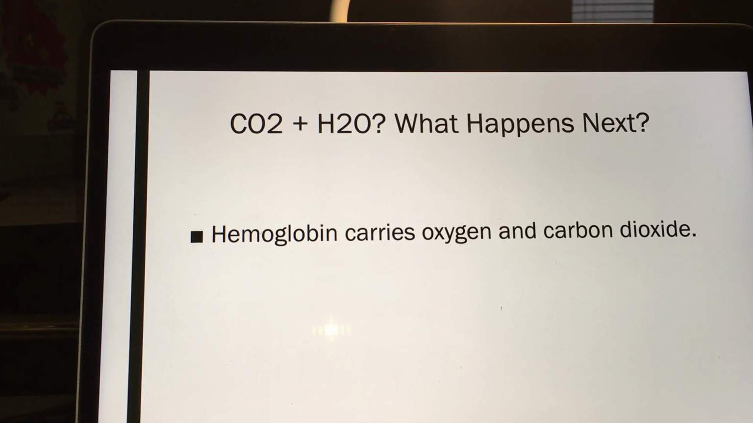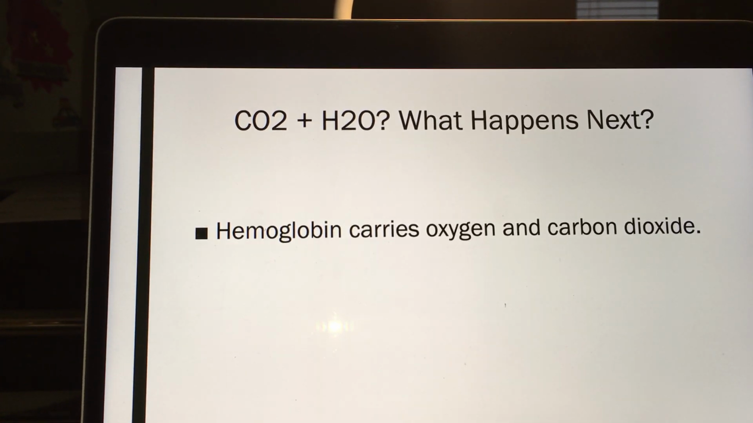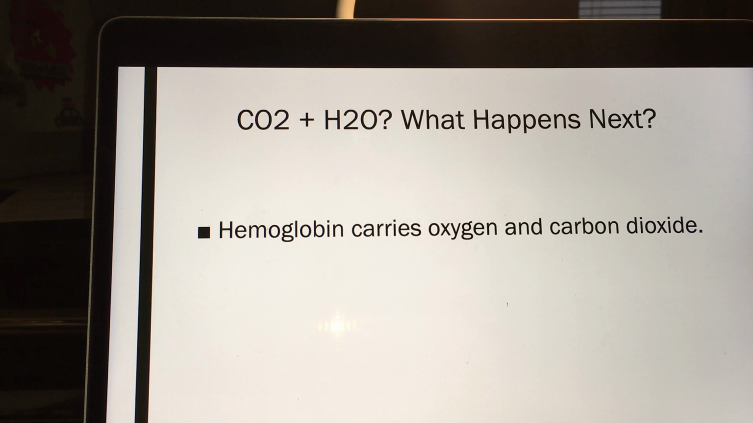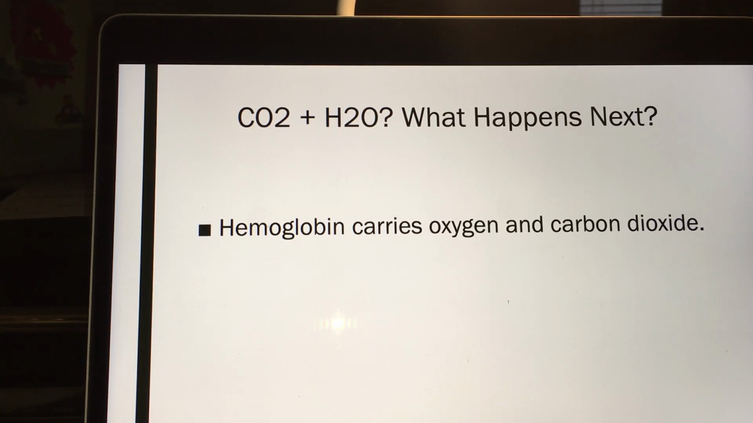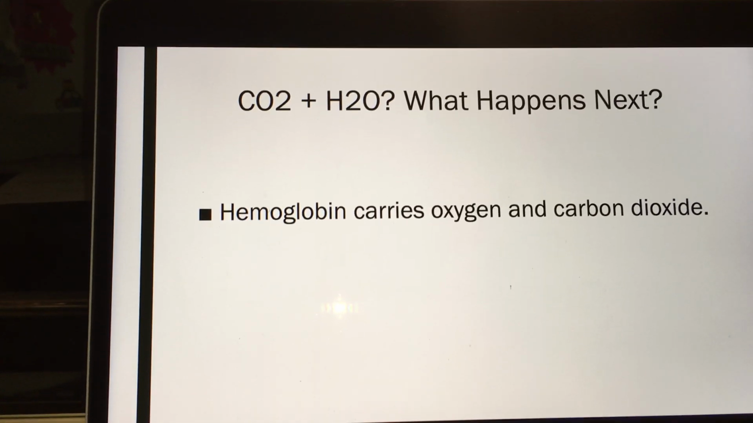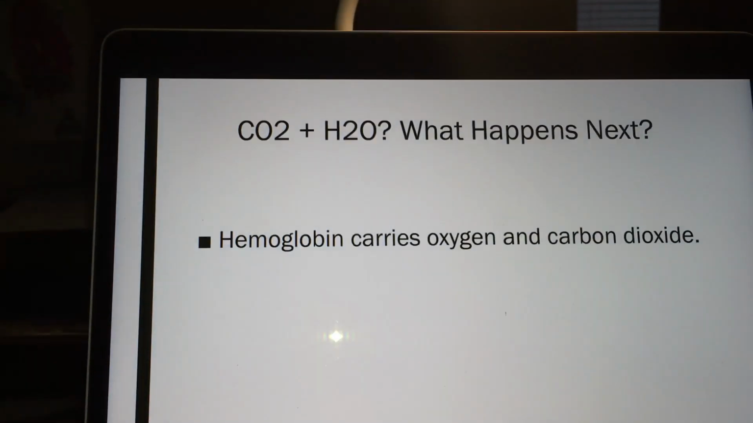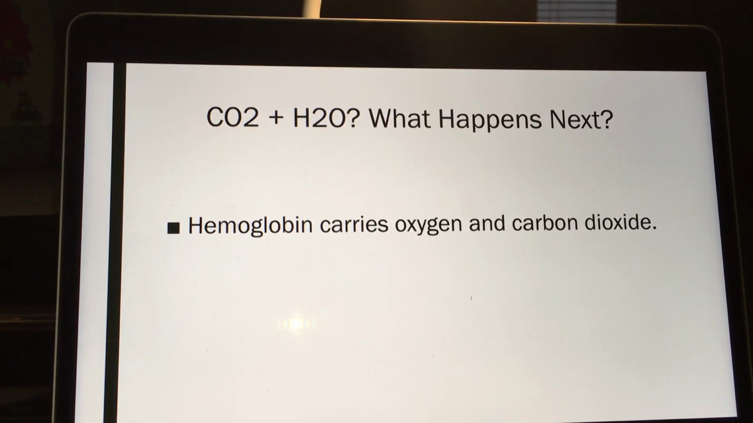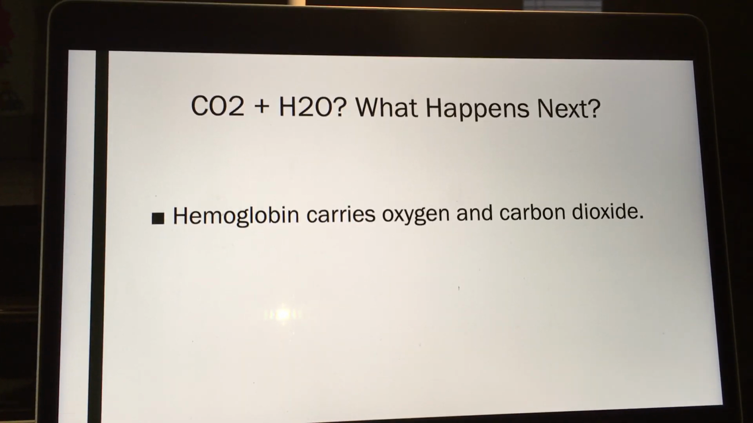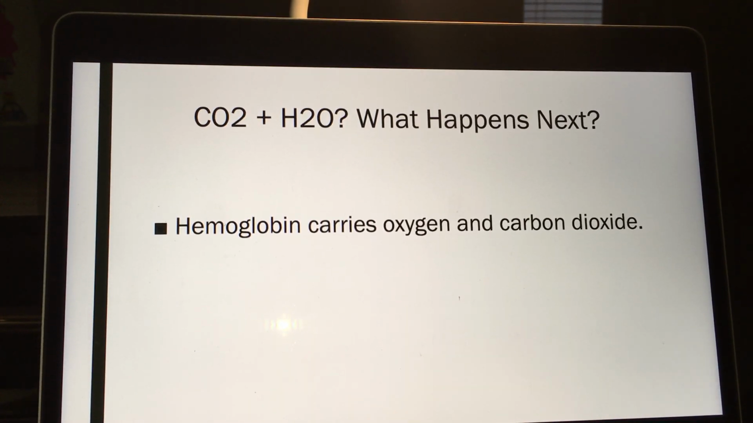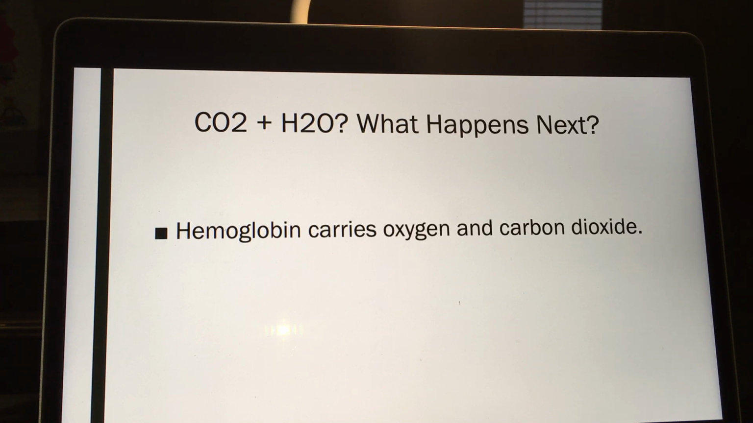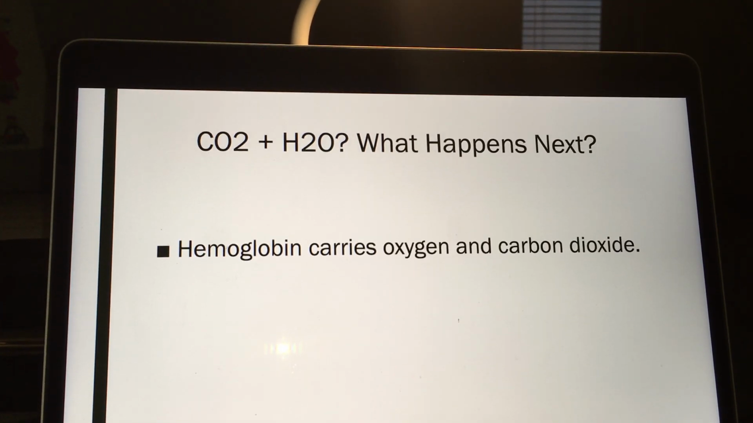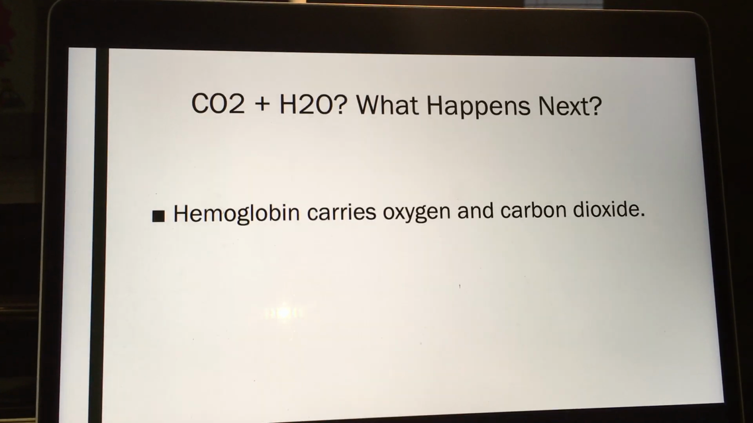When red blood cells reach the lungs, this reversal happens when there's high oxygen pressure, so that high oxygen pressure favors oxygen binding. Then the carbonic anhydrase converts bicarbonate and hydrogen ions back into carbon dioxide, which we breathe out.